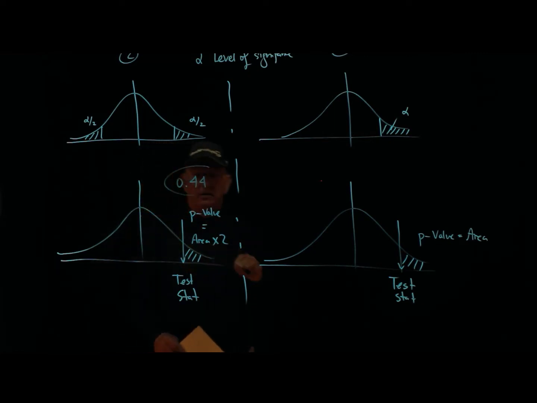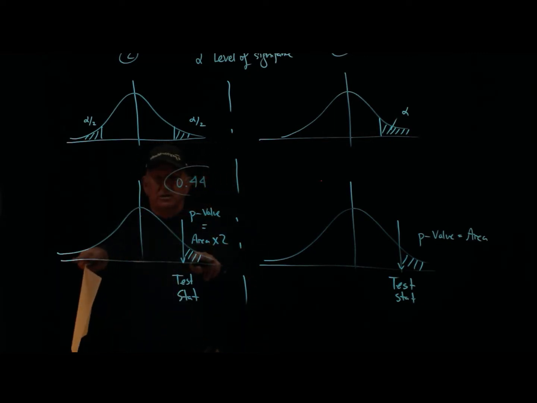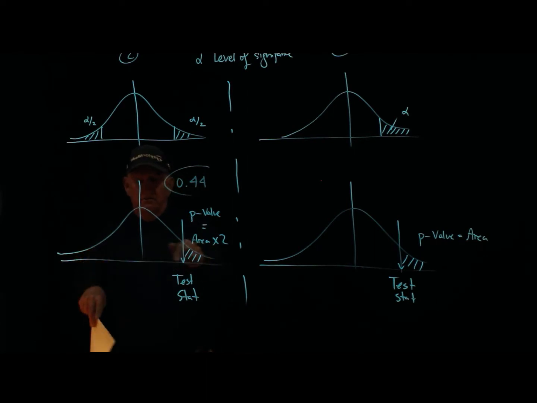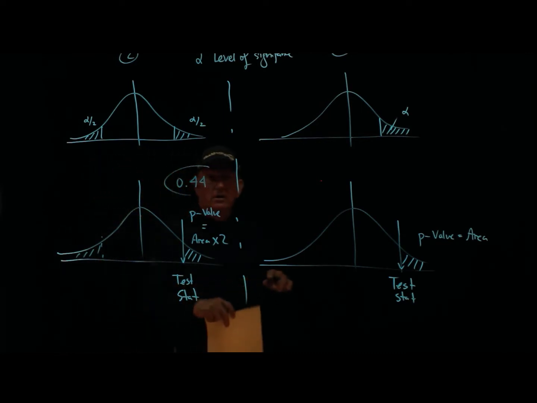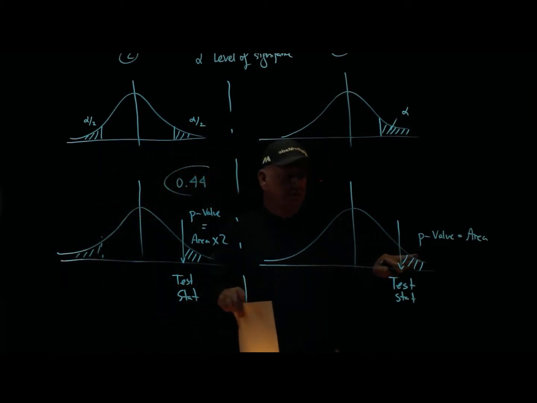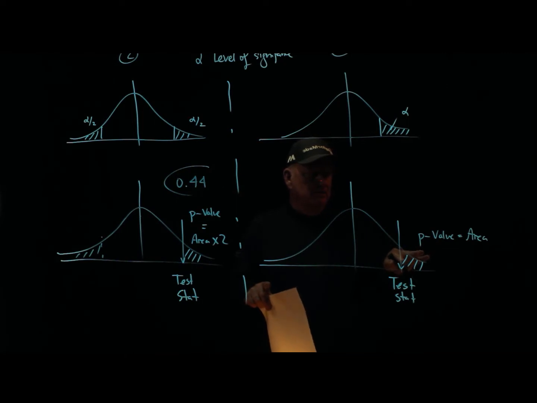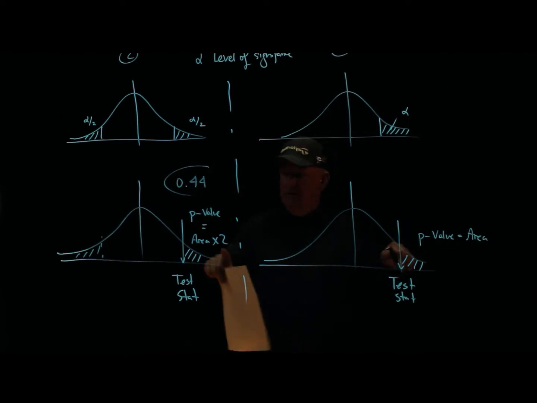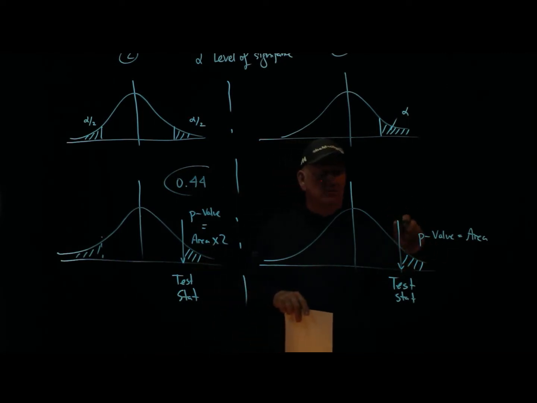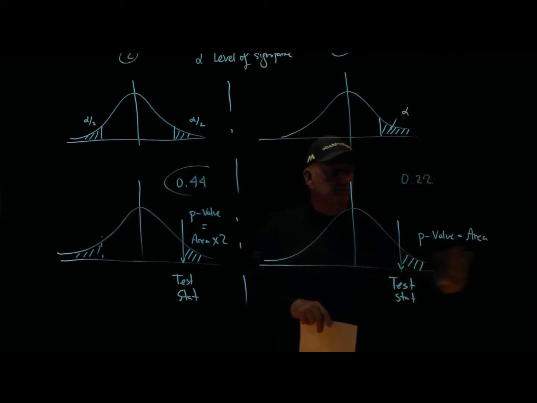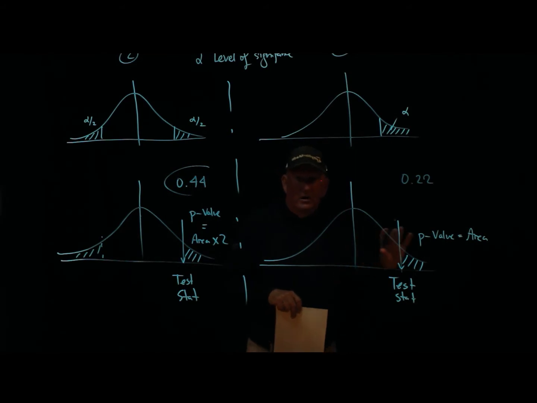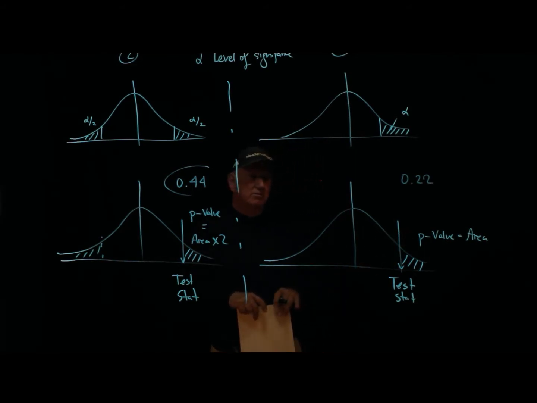So an experimenter conducted a two-tailed test and got a p-value of 0.44. That means that this area plus this area is 0.44. So this area and this area total 0.44. So in the case of the one tail, instead of twice that area, it's just equal to that area. One of the possible p-values is over here, and it's 0.22.